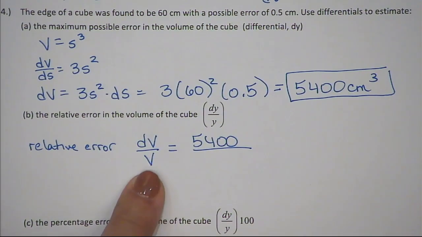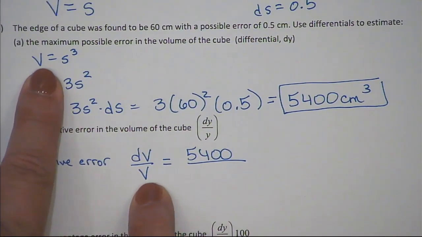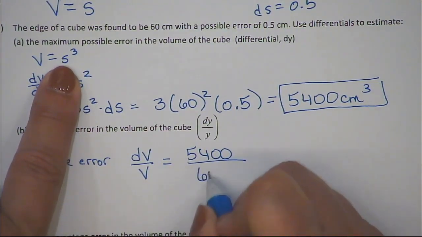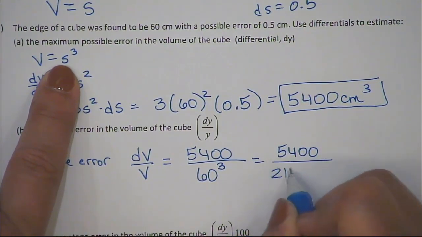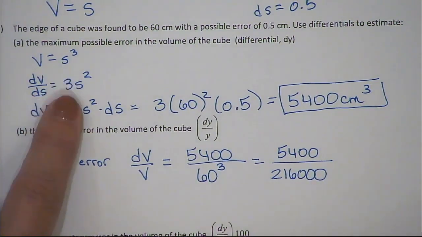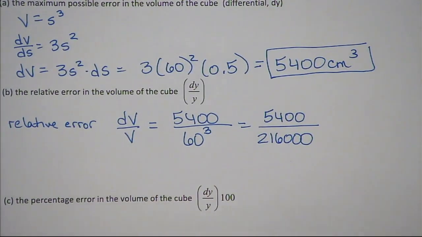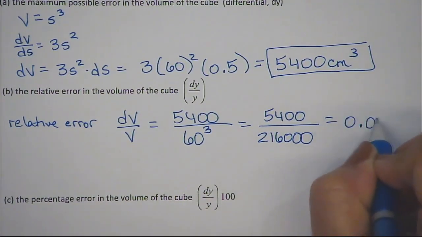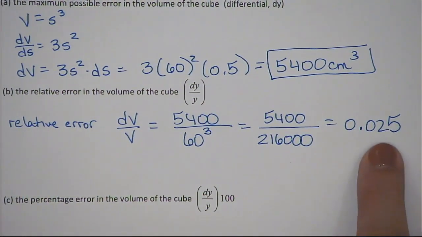What is V? What does V stand for? The volume, right? So where are we going to find V? We're going to plug 60 into here. So V is 60 cubed. So that is 216,000. So 5,400 over 216,000, and then that is 0.025. All right, that's the relative error.